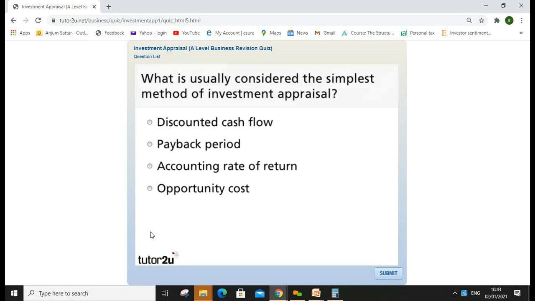Okay, what is usually considered the simplest method of investment appraisal, which is the easy method to calculate? Is it discounted cash flow? Is it payback? Is it accounting or opportunity cost? A, B, C, or D? Which one is easy?